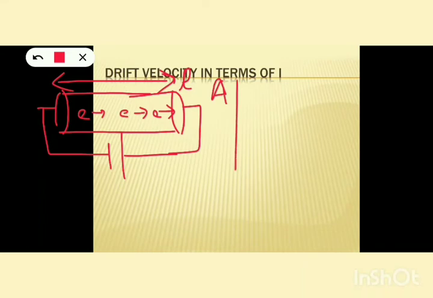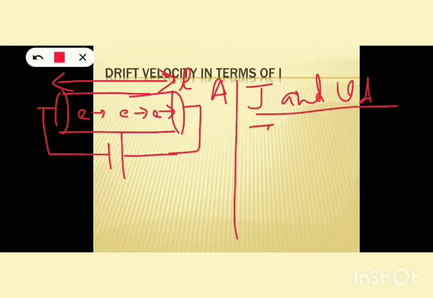Now, what is the relation between current density J and drift velocity Vd? What do you think? So what is current density? Current density is current per unit volume, right? Sorry, current per unit area.